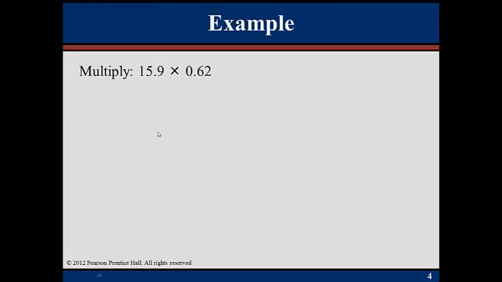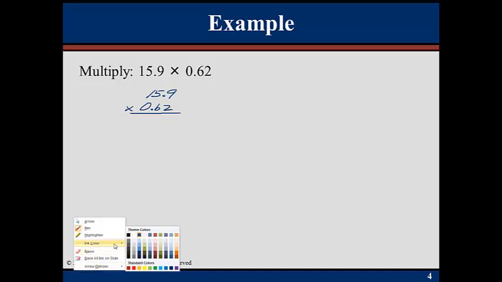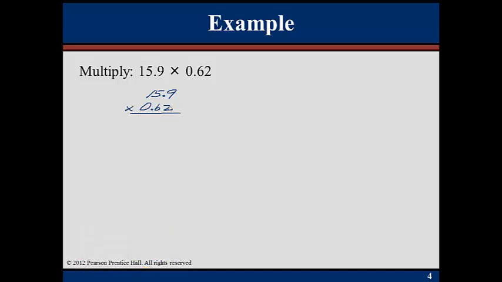Here's another example. So we have 15.9 times 0.62. So 15.9 and then 0.62. And we're multiplying. So 9 times 2 is 18. Carry your 1. 5 times 2 is 10, plus 1 is 11. Carry the 1. 1 times 2 is 2, plus 1 is 3. And then you repeat this.